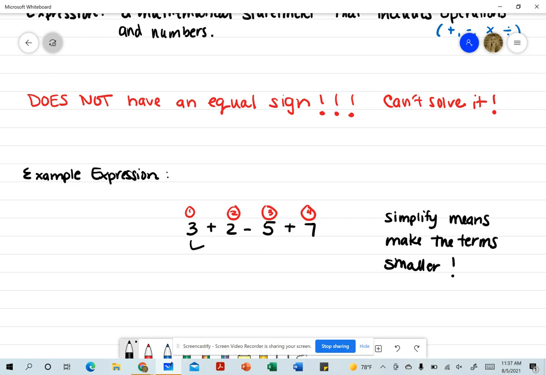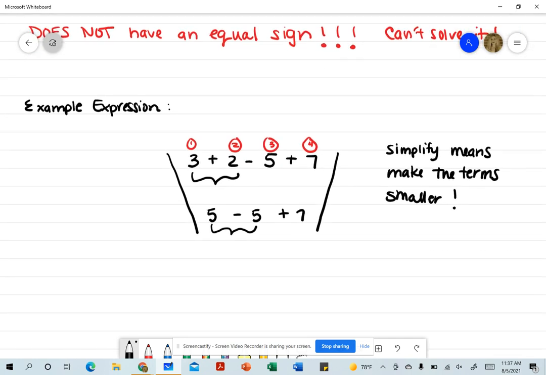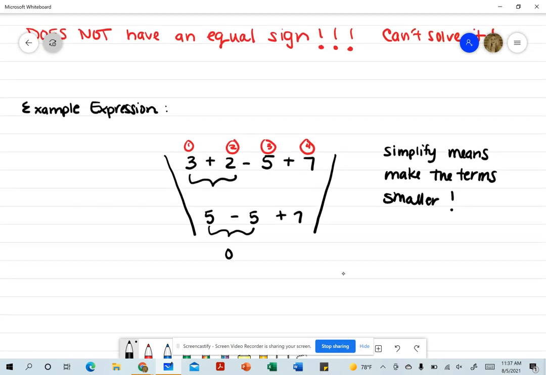So first we would do 3 plus 2. We know 3 plus 2 is 5, and then I would continue to rewrite my expression. Now I went from 4 terms to 3 terms. So I've simplified it. Can I simplify it more? Yes. Here's 5 minus 5. What is 5 minus 5? 0. So now I've gone from 3 terms to 2 terms. 0 minus 7. Well, 0 minus 7 is actually negative 7.